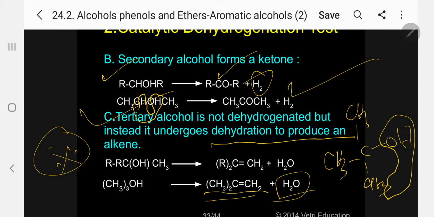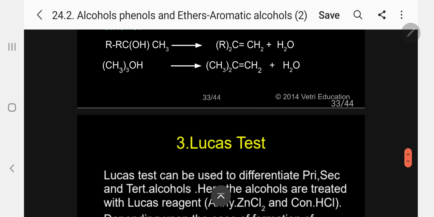So this is the second test, the catalytic dehydrogenation test. Primary alcohol gives the corresponding aldehyde. Secondary alcohol gives the corresponding ketone. Tertiary gives alkene. Most important difference.